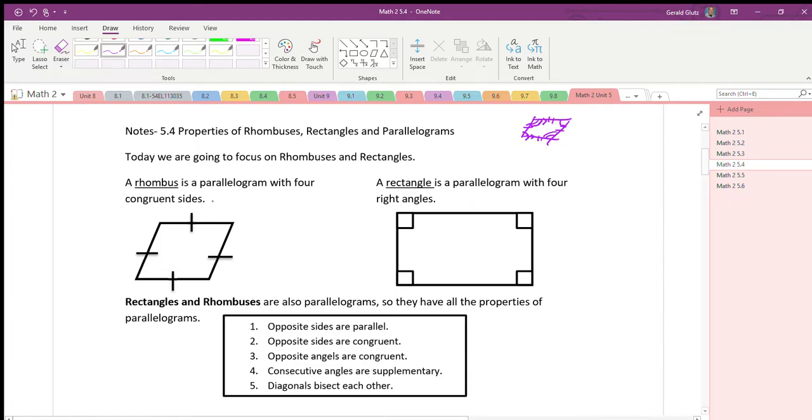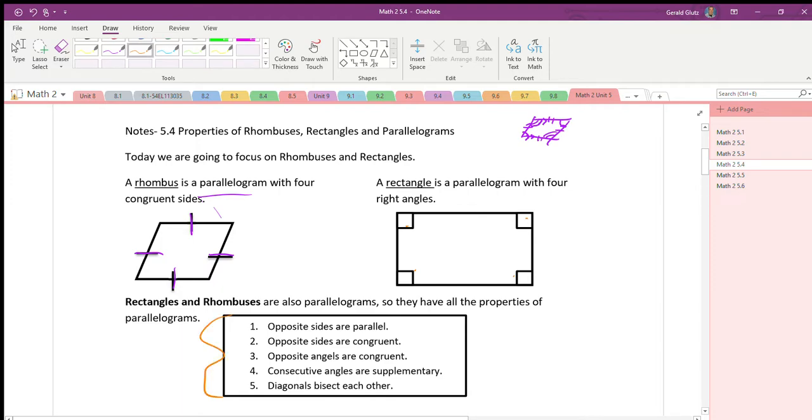A rhombus has all the qualities of a parallelogram plus all four sides are congruent. So this rhombus here is a parallelogram, but it's a parallelogram that happens to have all four sides congruent. So that's what makes it a rhombus. Now, a rectangle is also a parallelogram. So it has all the qualities of a parallelogram, except all the angles are 90 degrees.